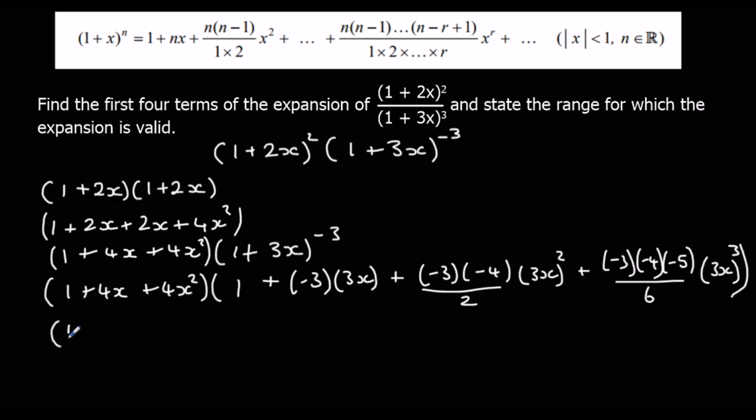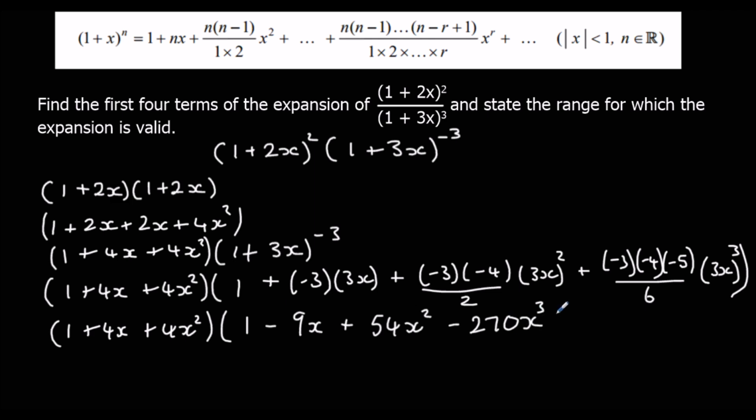We're going to simplify that expansion. So we can use a calculator again to simplify this. So we've got 1 minus 9x plus 6 times 9, so 54x squared. And what have we got here? So we've got negative 60 over 6, which is negative 10, times 27, so minus 270x cubed.